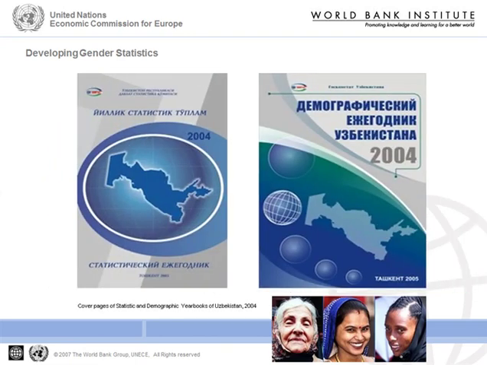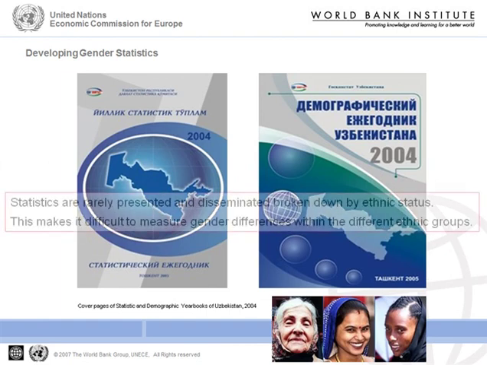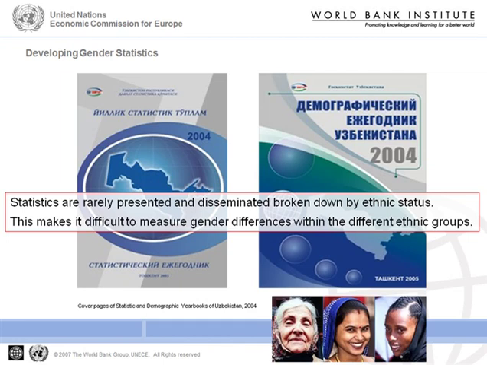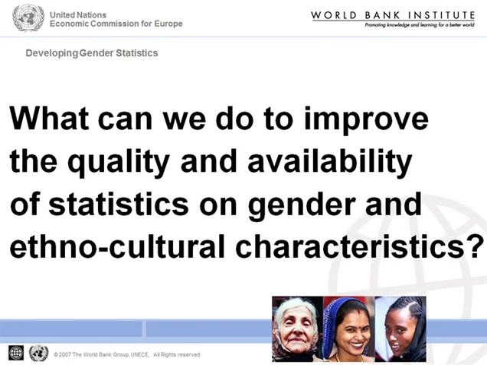Another issue relates to data dissemination. Even in countries where there is a tradition of collecting information on ethnicity, social and demographic statistics are rarely presented and disseminated broken down by ethnic status. In these countries, it is difficult to have the necessary data to measure gender differences within the different ethnic groups. Given these challenges, what can we do to improve the quality and availability of statistics on gender and ethno-cultural characteristics?